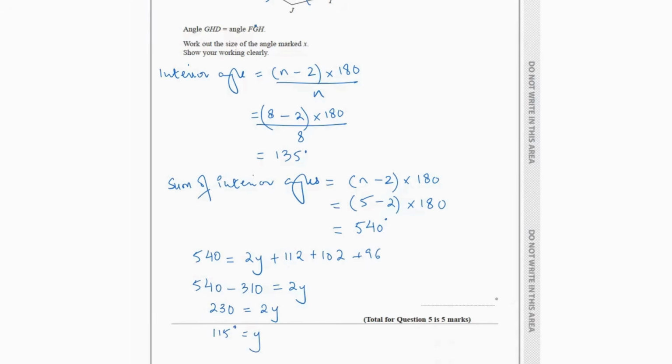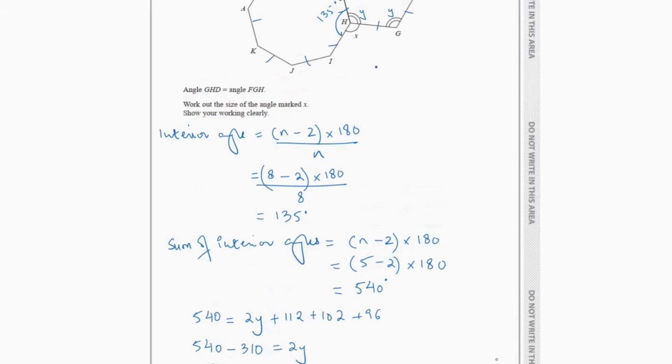So now to find the value of x, that's going to be 360 minus 135 minus 115. This is 115. So that gives us 110 degrees. That is the value of x. Just as simple as that.